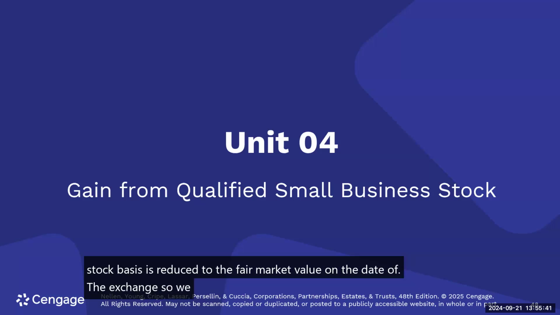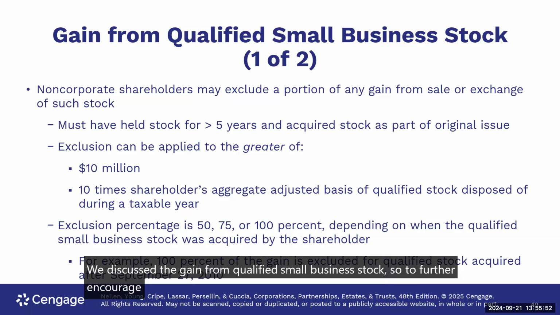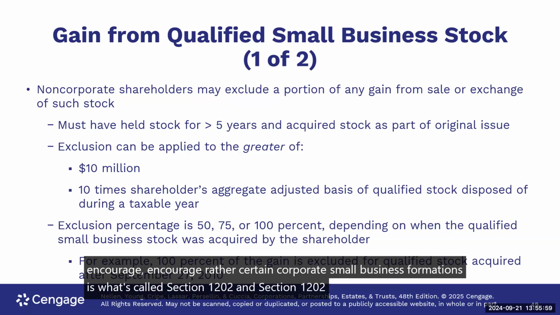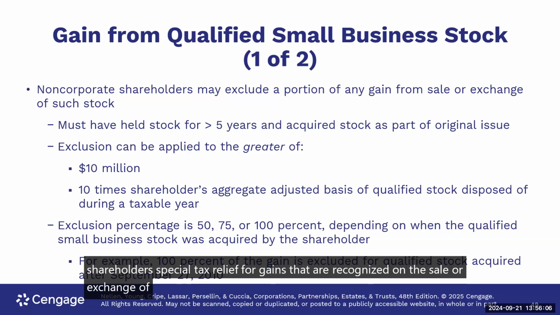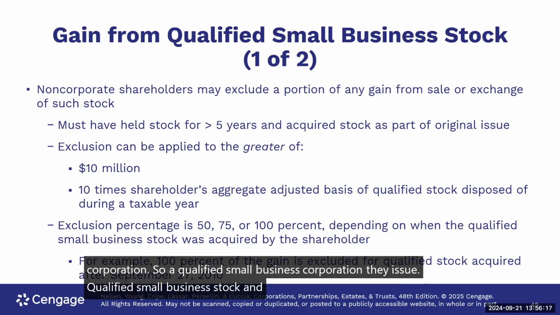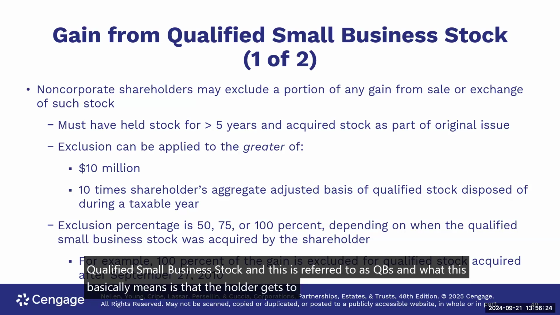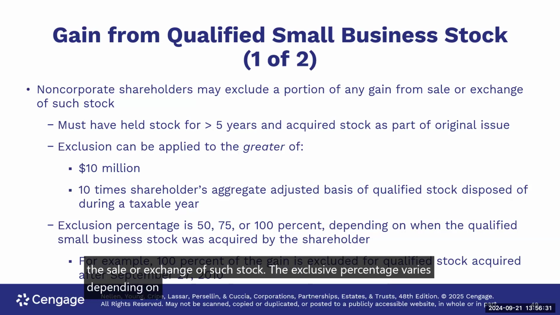So we continue on to Unit 4. With Unit 4, we discuss the gain from qualified small business stock. To further encourage certain corporate small business formations, there's what's called Section 1202. Section 1202 gives non-corporate shareholders special tax relief for gains that are recognized on the sale or exchange of stock that they acquire from a qualified small business corporation. A qualified small business corporation issues qualified small business stock, referred to as QSBS. And what this basically means is that the holder gets to exclude a portion of gain from the sale or exchange of such stock.